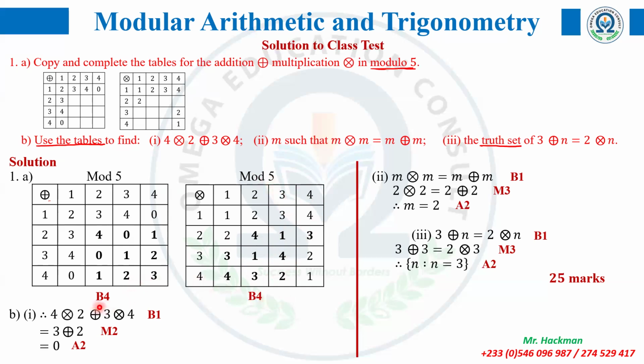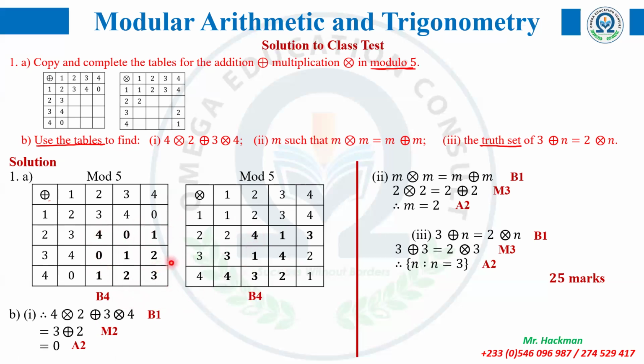Please take note, this will be B4 for this table, B4 for the multiplication table as well. However, if there is any wrong value, I'm telling you the penalty: the penalty will be minus half for each error. Meaning if there is a wrongly stated table value, it will be minus half. Two will be another minus half, so that will be 1. So each wrong value, or what we call an error, will warrant a penalty of minus half. Take note for this table and equally for this table.